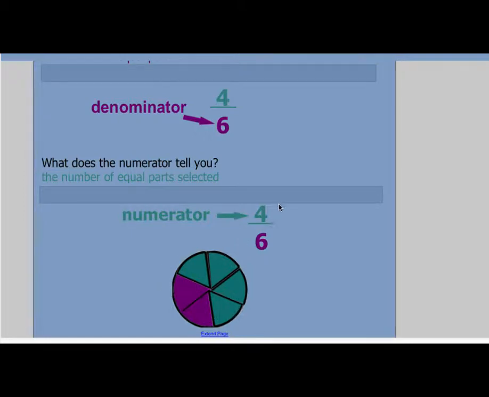These are equal pieces. My numerator tells me the number of equal parts that are selected. That's why these are green. I got really hungry and I ate your pizza. I'm really sorry, but I was super hungry, and I ate 1, 2, 3, 4 slices out of 6 slices. I'm going to say that again. I ate 4 slices out of 6 slices. 4 were the number of equal parts selected, and 6 represents the number of whole equal pieces in my pizza. So I ate 4/6 of the pizza.